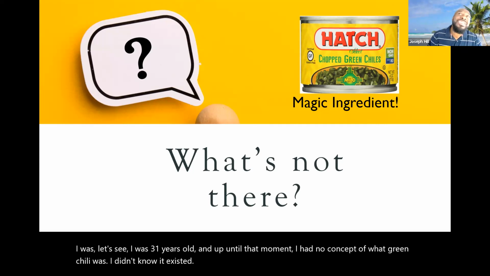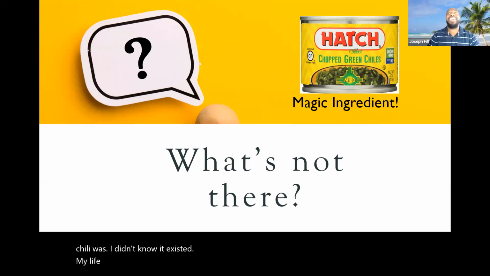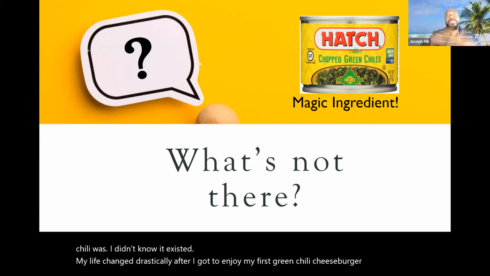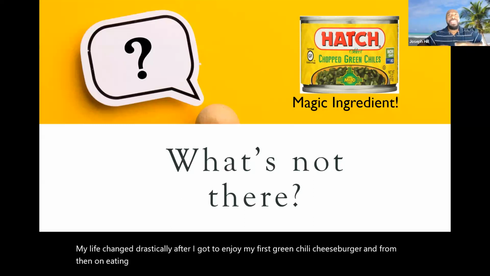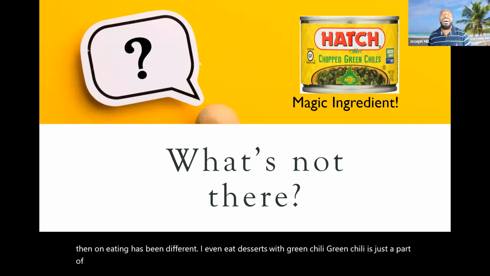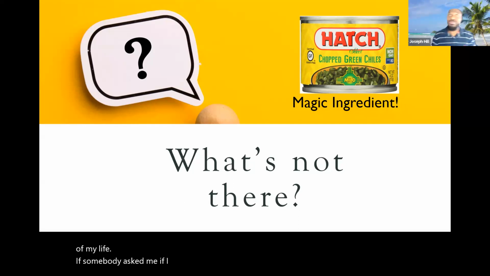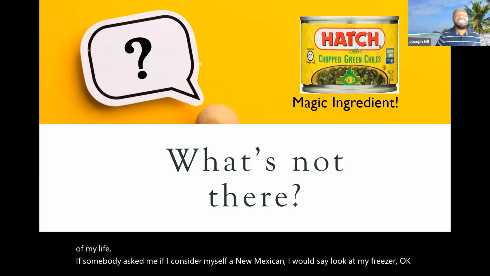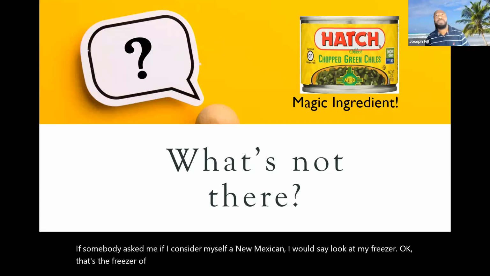My life changed drastically after I got to enjoy my first green chili cheeseburger. And from then on, eating has been different. I even eat desserts with green chili. Green chili is just a part of my life. If somebody asked me if I consider myself a New Mexican, I would say, look at my freezer, okay? That's the freezer of a New Mexican. Tell me otherwise.